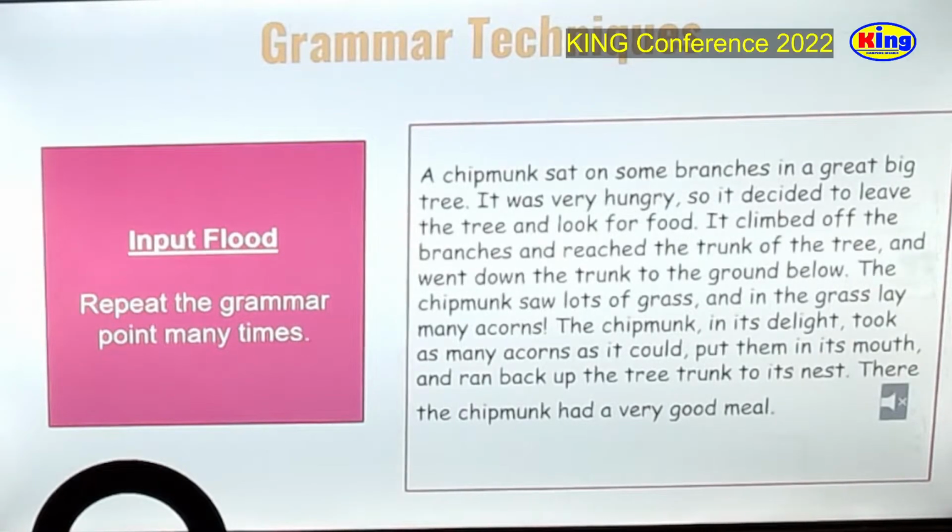For example, there is a paragraph again. We talk about past tense here. Yes, it's past tense. For example, a chipmunk sat on some branches. And then we do some repetition again in every single sentence. I pick some random samples: it climbed off, and then the chipmunk saw, and then the chipmunk had. Yeah, for example.